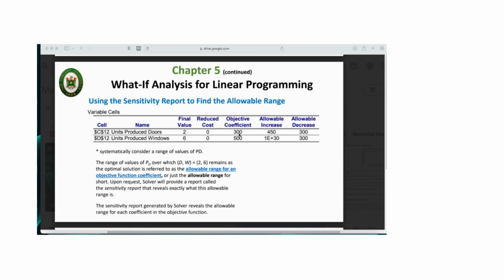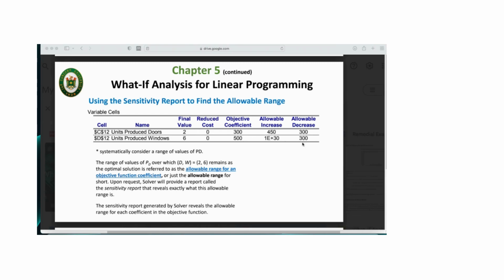Okay? Now, on the other hand, if we maintain the 300 here and apply changes here, we are limited to change this value within this allowable increase and within this allowable decrease. If we decrease 500 here by 300, it means 500 minus 300. This becomes 200, without changing that. If this is 200, what happens to the optimal solution here? It will still be the same. It will still be optimal at 2 and 6.